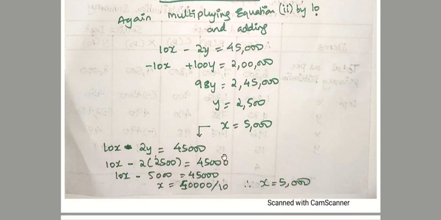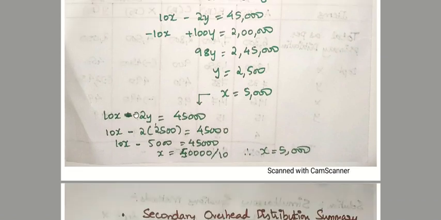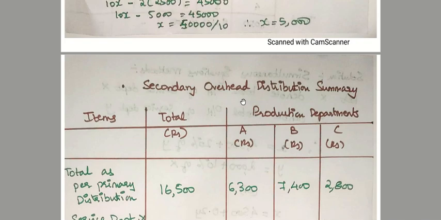So when you substitute the value of y in any of the equations, if you substitute the value of y in 10x minus 2y is equal to 45,000, 10x minus 2 into 2,500 is equal to 45,000, 10x minus 5,000 is equal to 45,000, x is equal to 50,000 divided by 10, x is equal to 5. So now we have the value of x and we have the value of y.